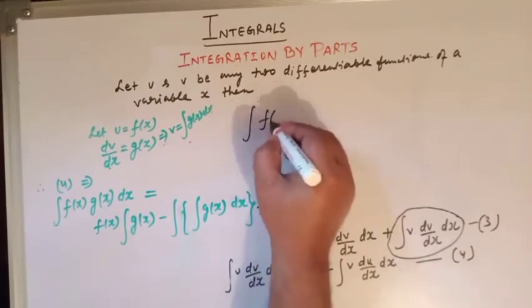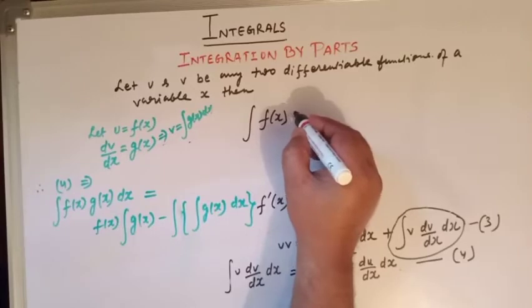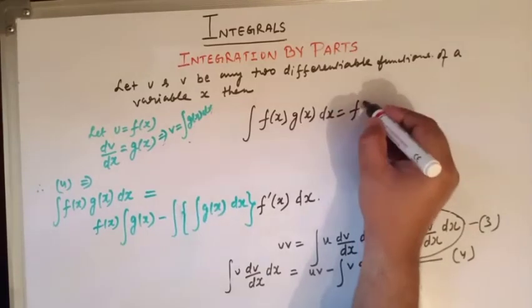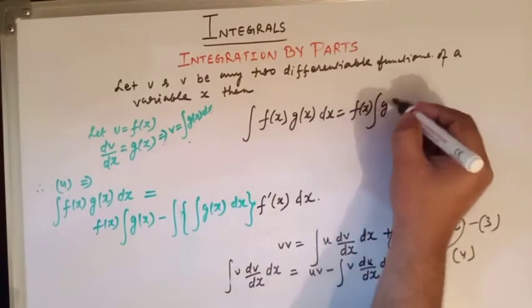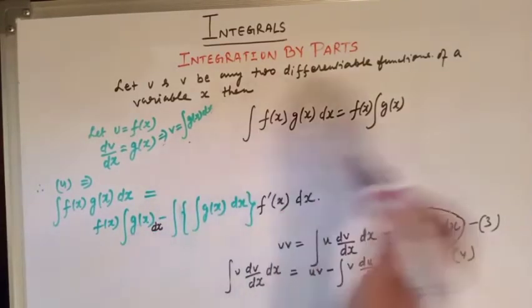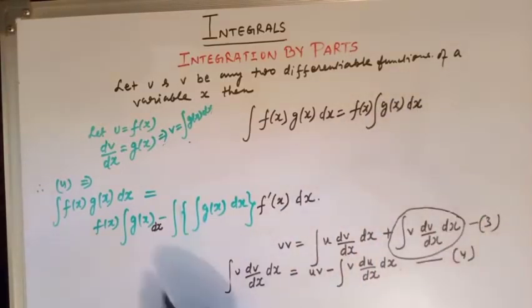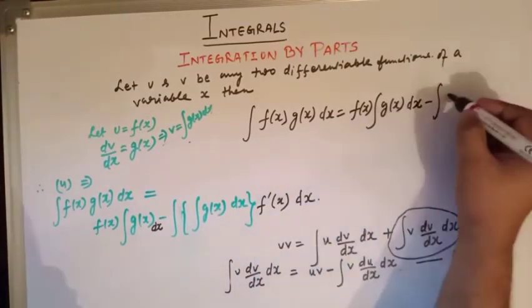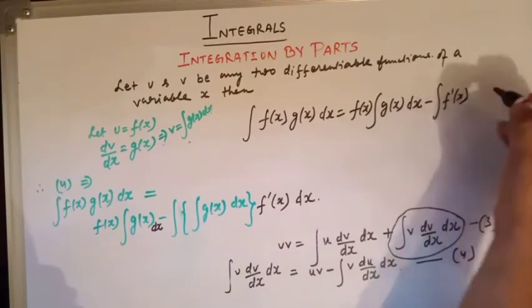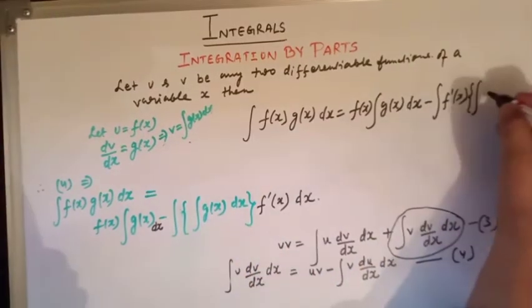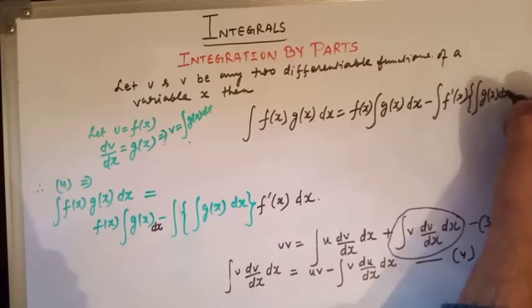the integral of the product of two functions f and g is equal to f of x times the integral of g of x, here we will have dx also. Clear? So we have the integral of g of x, and then we have the integral of the derivative of f and then the integral of g of x dx.